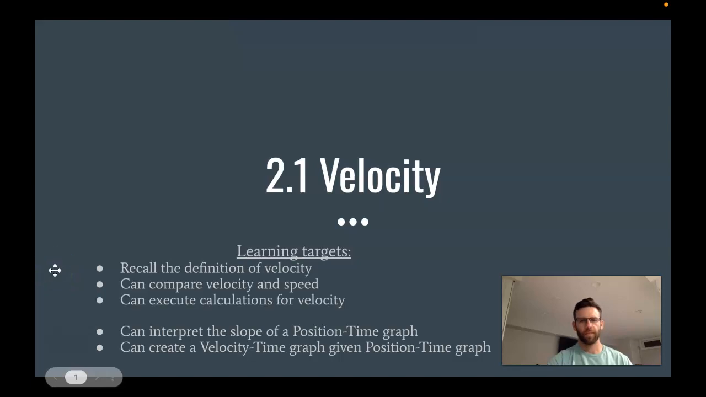Hi everyone, this video is for our topic of velocity. On the screen you can see the learning targets: recall the definition of velocity, compare velocity and speed, execute calculations for velocity, and some of the advanced things I might be looking for are interpreting the slope of a position time graph, and maybe even creating a velocity time graph given a position time graph.